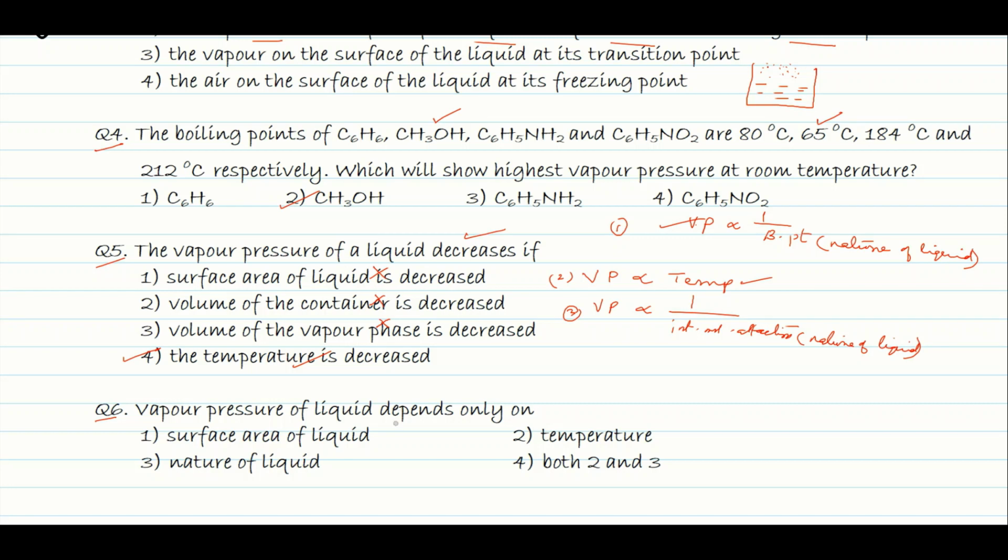Vapor pressure of liquid depends on surface area of liquid. It is incorrect. It has no role in deciding vapor pressure of a liquid. Temperature, correct. Temperature will decide vapor pressure. Nature of liquid, it is also correct. Intermolecular attraction. Liquids where intermolecular attraction is greater, vapor pressure is less. So it is also a correct option. Therefore, answer is fourth one, both 2 and 3. Okay.